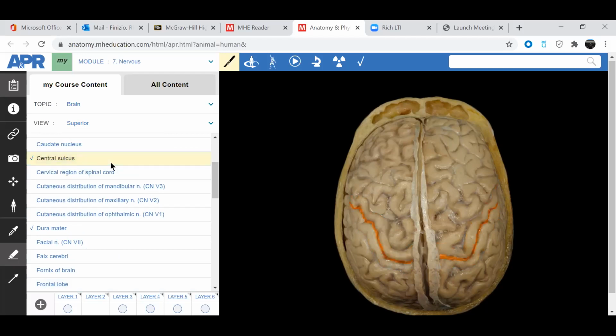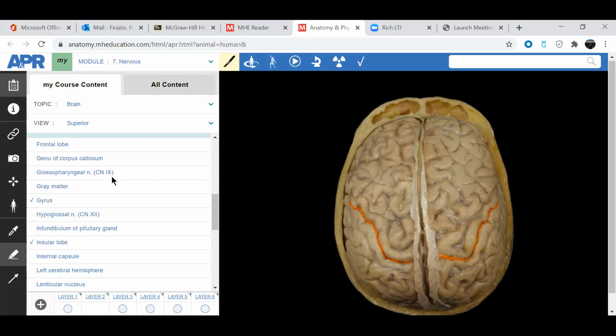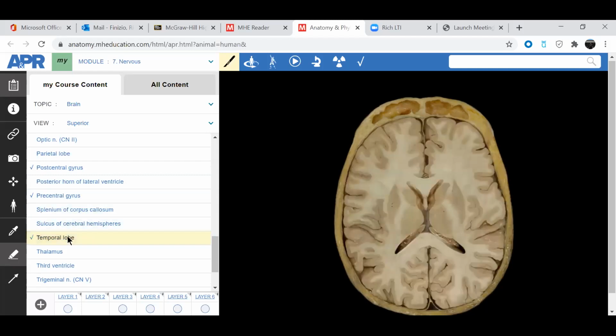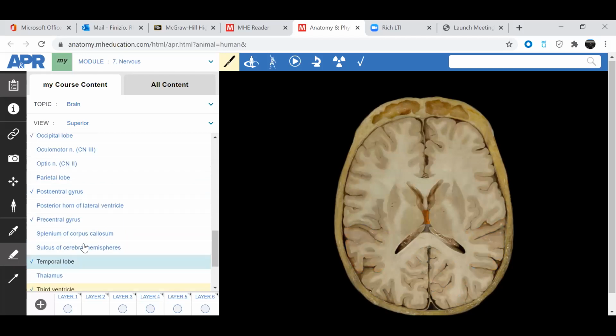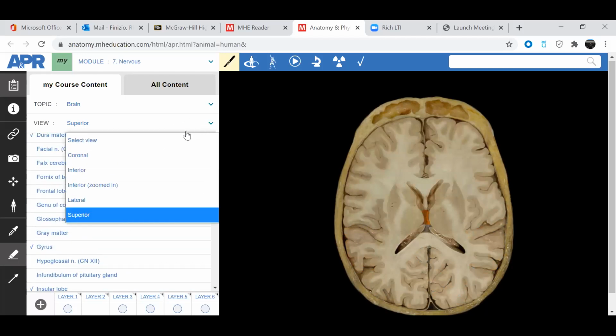Central sulcus. So this is an important one right here. This is a good one. And we could also do it on the lateral view too. So you have to go through every view for the brain. I don't particularly like this one, but I would definitely take a look. This, again, we didn't really see this yet. Like, I wouldn't use third ventricle, but I would use the gyrus for this particular view, superior view, and the lobes. That's fair.